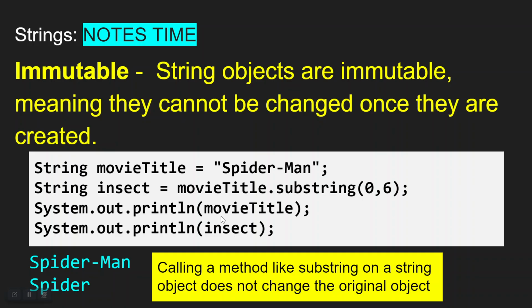does not change the original object. So movie title equals Spider-Man, and even though down here it says movieTitle.substring(0, 6), we are making some new versions of the movie title, but we are storing them as a separate variable. So like I say, strings are immutable. Once you create them, they can't be changed. So if you do need to change them, the only way to do it is to create a new variable and then call the methods.